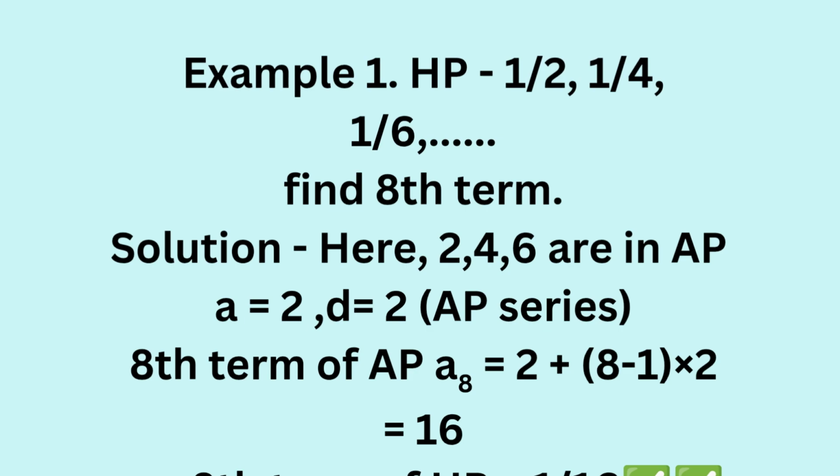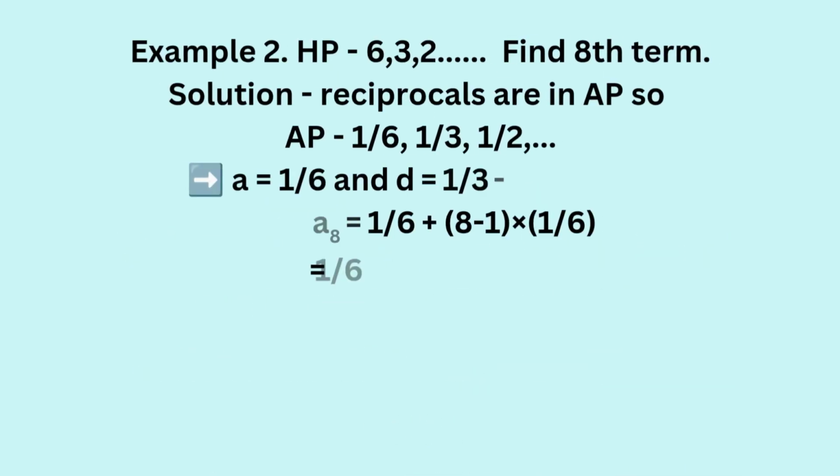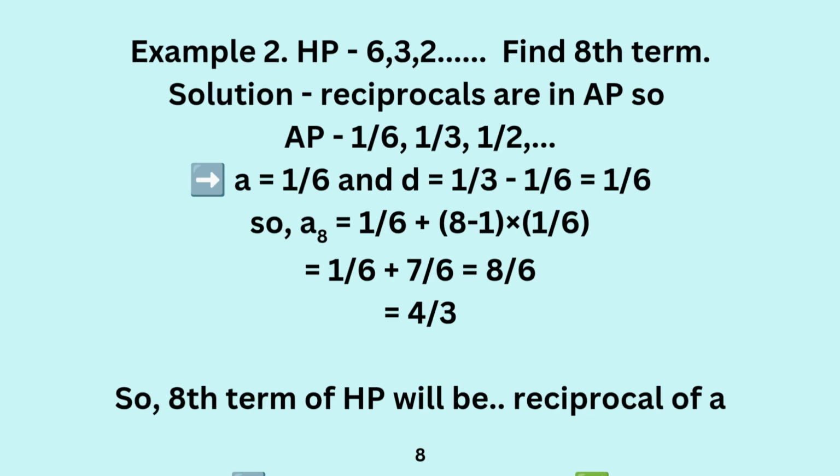So 8th term of an AP is equal to 16, implies that 8th term of an HP is equal to 1 by 16. For a challenging example, find the 8th term of the HP 6, 3, 2, and so on. First take the reciprocals to form the AP, that is 1 by 6, 1 by 3, 1 by 2 and so on. Then find the common difference.